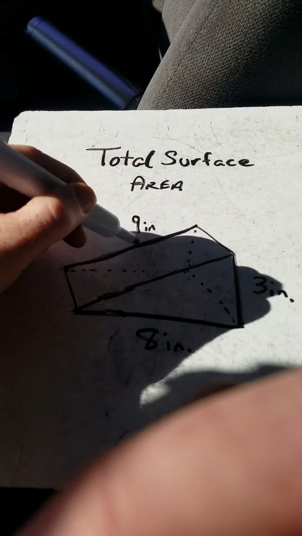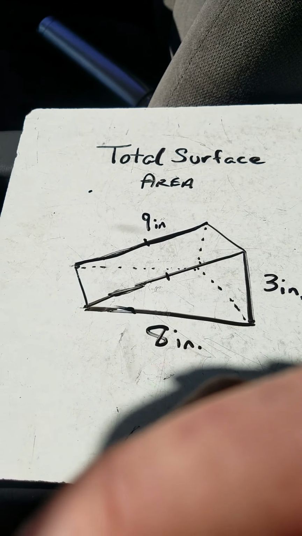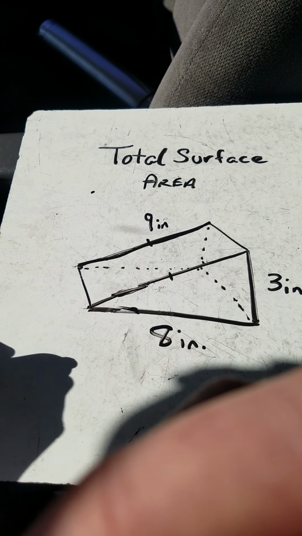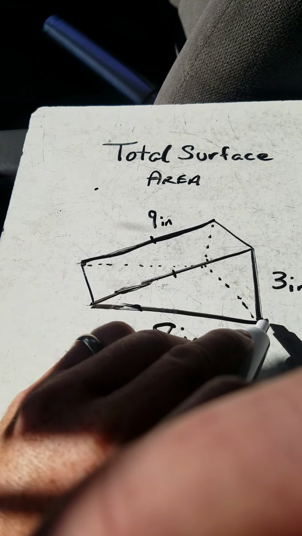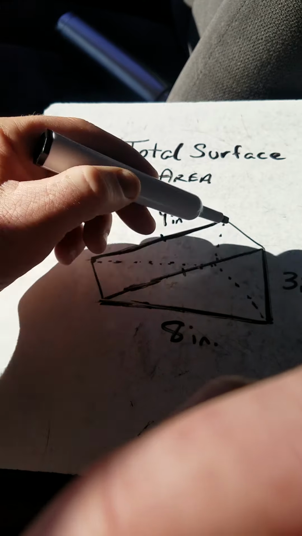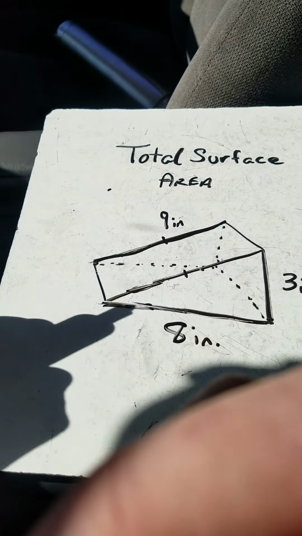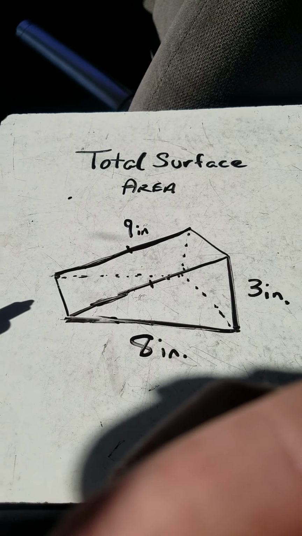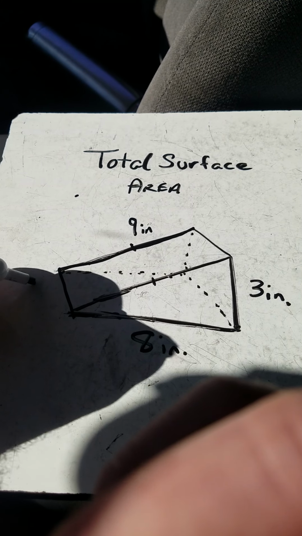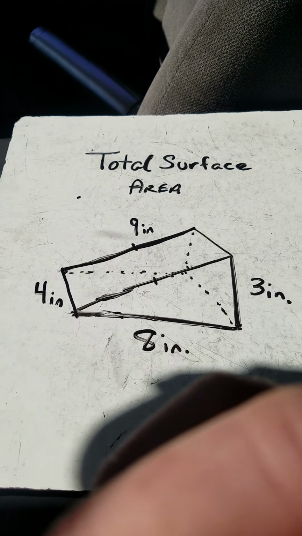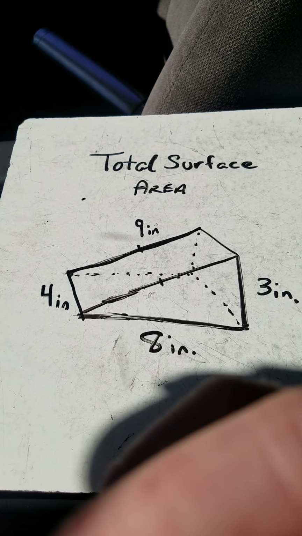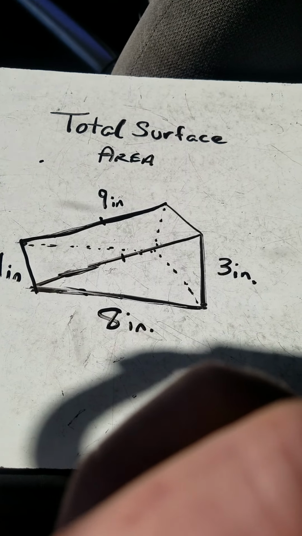Now remember, this side is going to be the same as this line. All right? So I don't have to give you all of everything, but you've got to be a little bit of a detective. You've got to understand that if this is 8, this invisible line is also 8. If this is 3, this vertical invisible line is also 3. Okay, and your last dimension that I'm going to give you will be this guy. 4 inches. Okay. That is everything you guys need to find the total surface area of this object.